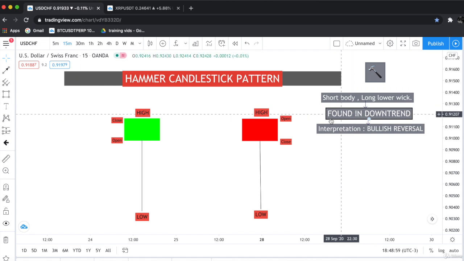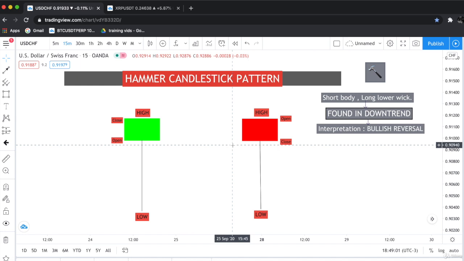It doesn't matter if the candle is formed bullish or bearish. The interpretation is the same, as hammer is a bullish reversal pattern.